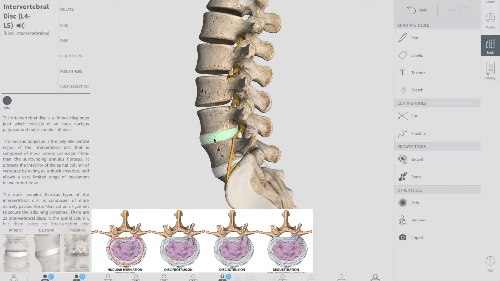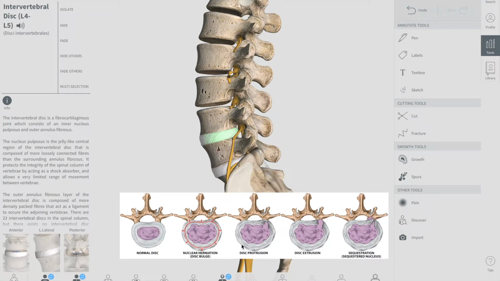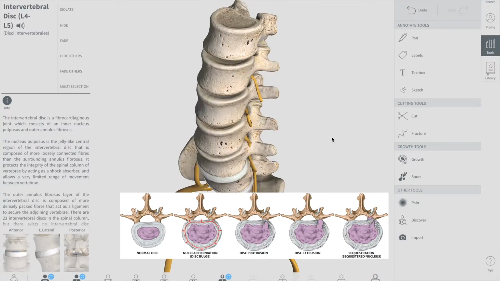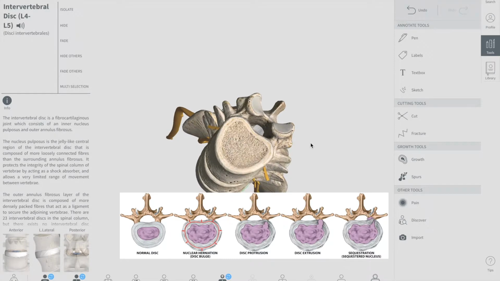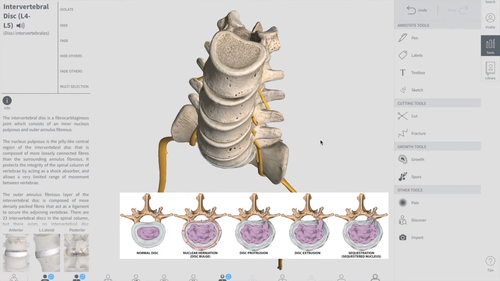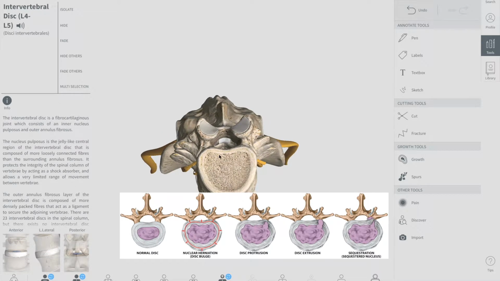So there are two main parts to your intervertebral disc. And let me pull up this image right here and show you. So a normal disc, by the way, this is a top view of our vertebrae. So if we inverted this, so, as you can see, that's that view.